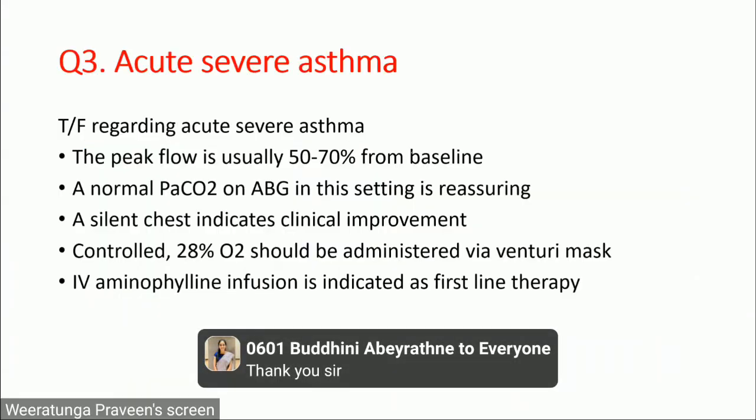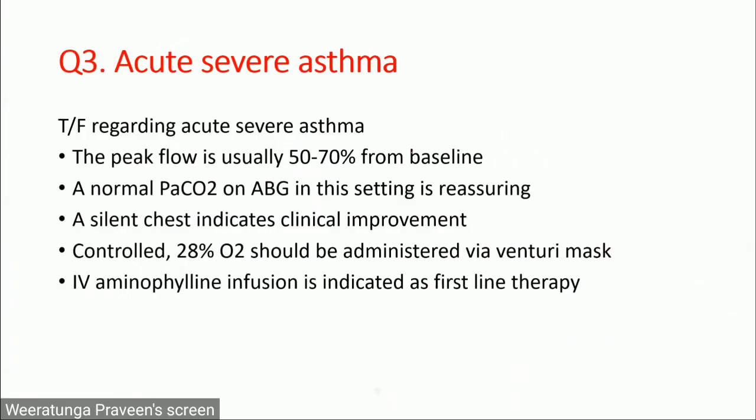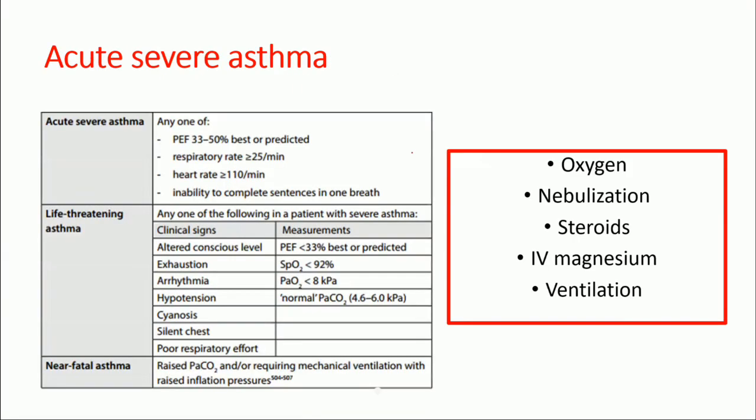Right. Now going on to acute severe asthma. Sorry. Acute severe asthma, you have to know the diagnostic criteria. So there are 4 important diagnostic criteria for acute severe asthma. You can see it in the slide.